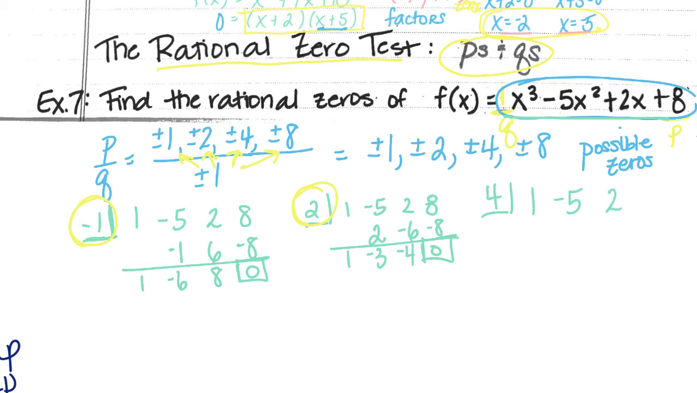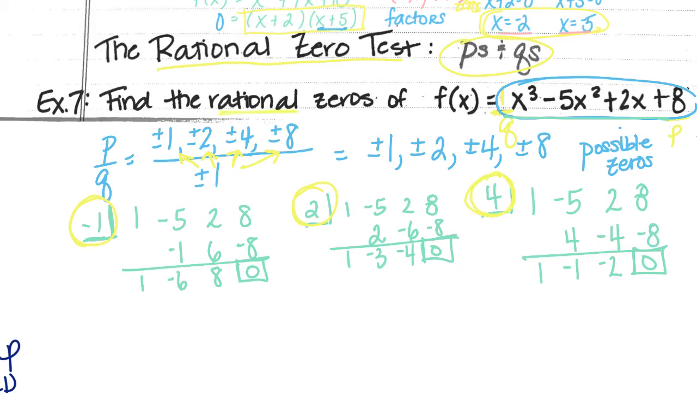So I'm going to check it and verify it by plugging it in. I know it's a 0 if the remainder is 0. 1, multiply up, add down, multiply up, add down, multiply up, and it looks like 4 works as well.